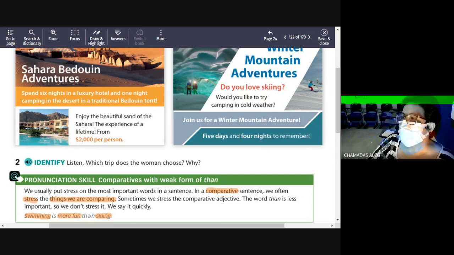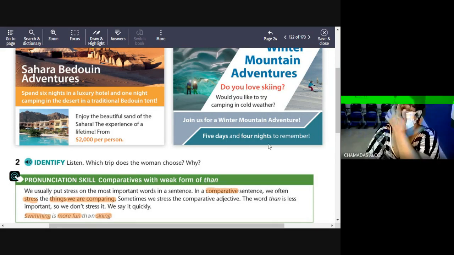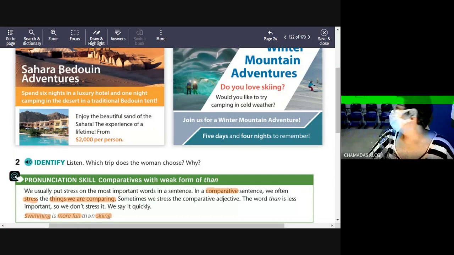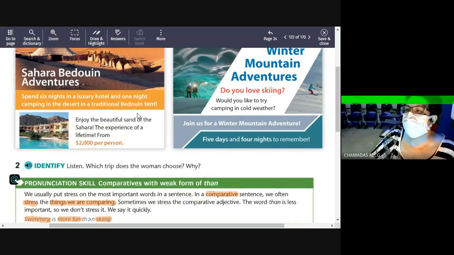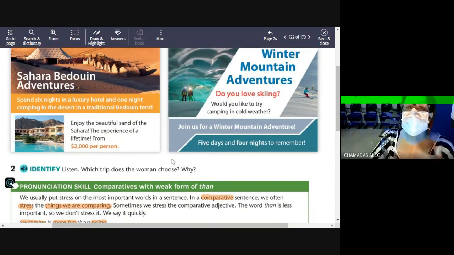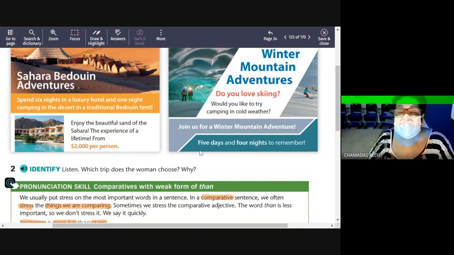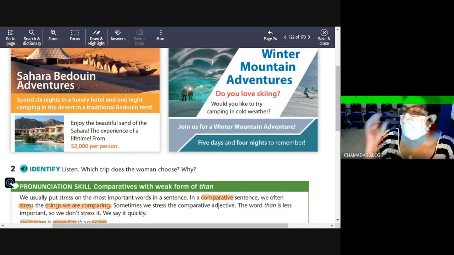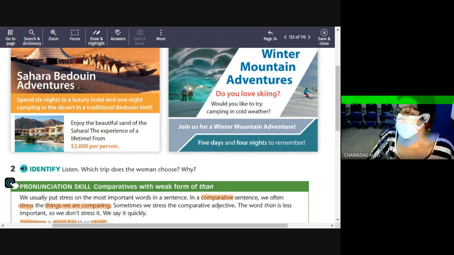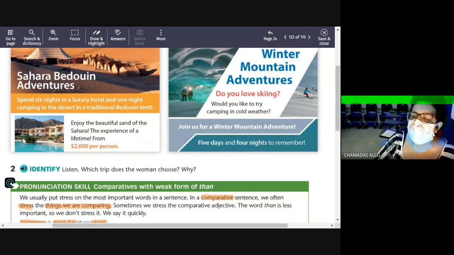Where does she decide to go, guys? To the Sahara Desert. Yes, even though she wants to try something different, she would like to go to the mountains and everything, but she decides to go to the Sahara Desert because she likes the swimming pool and the price, right? All the conditions. So, yes, she likes this one better.